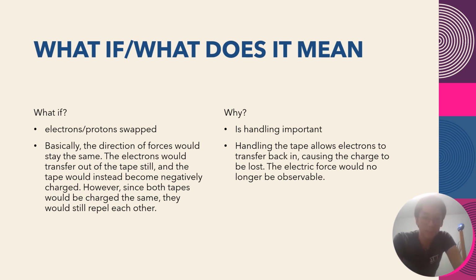So what does it mean? Basically, if the electrons and the protons are swapped, the direction of forces would end up staying the same. The electrons would transfer out of the tape still, which is likely what caused the tapes to be positively charged, as was observed by the tests. Or the tape would instead become negatively charged. However, both tapes would equally become negatively charged, so they'd still repel each other.